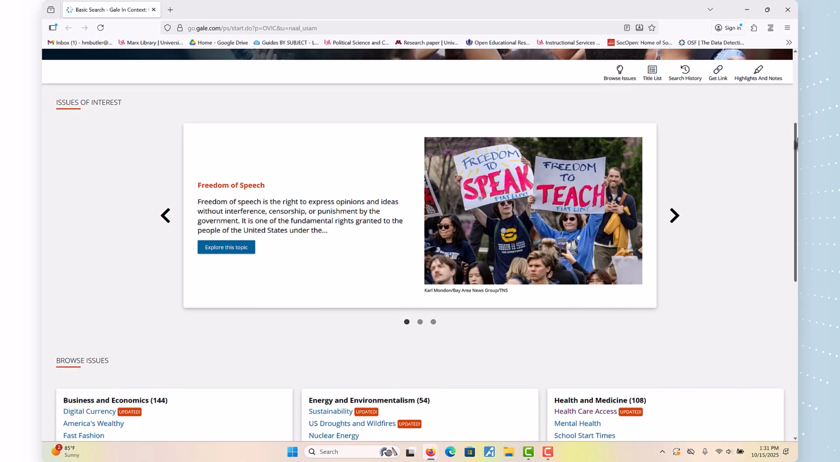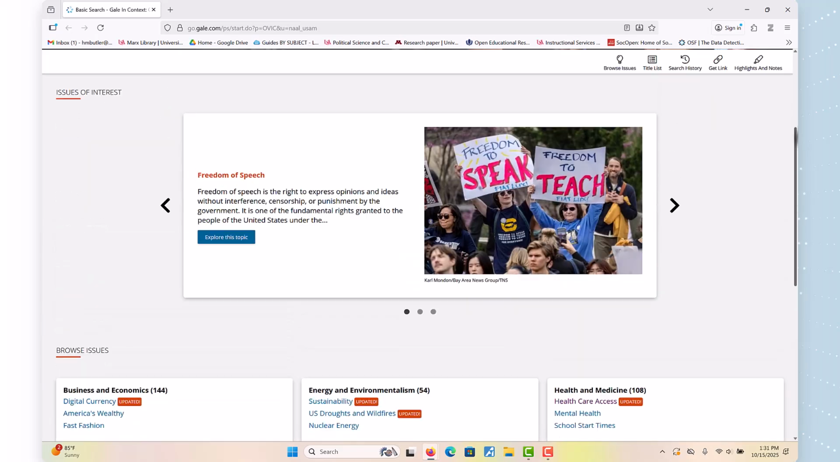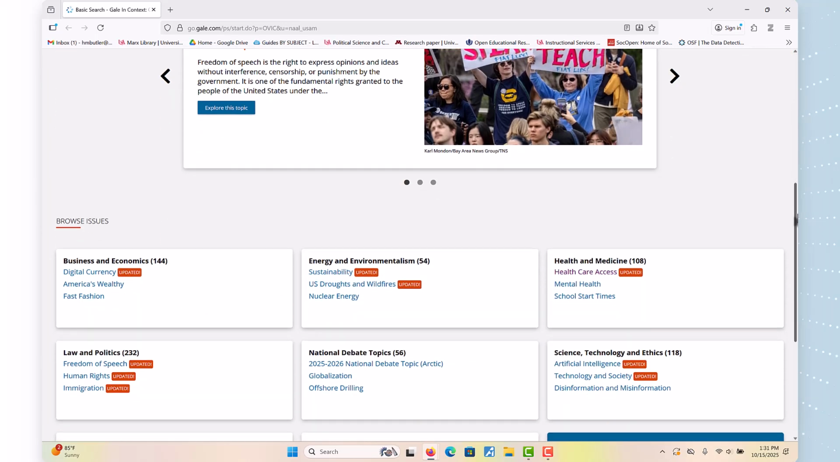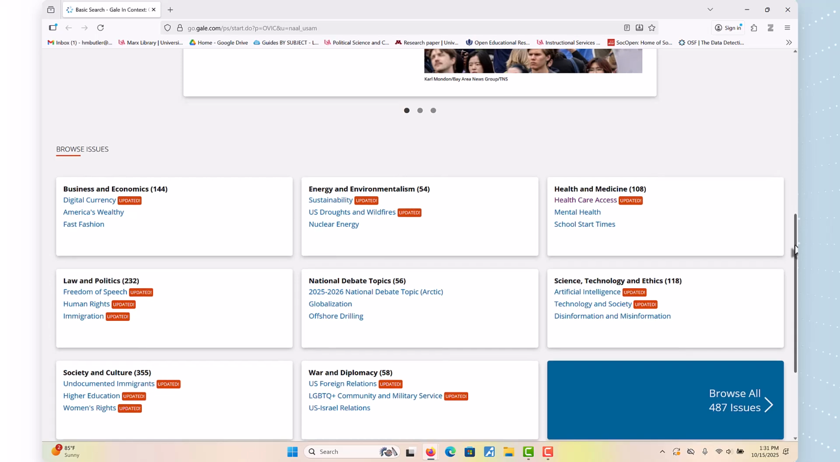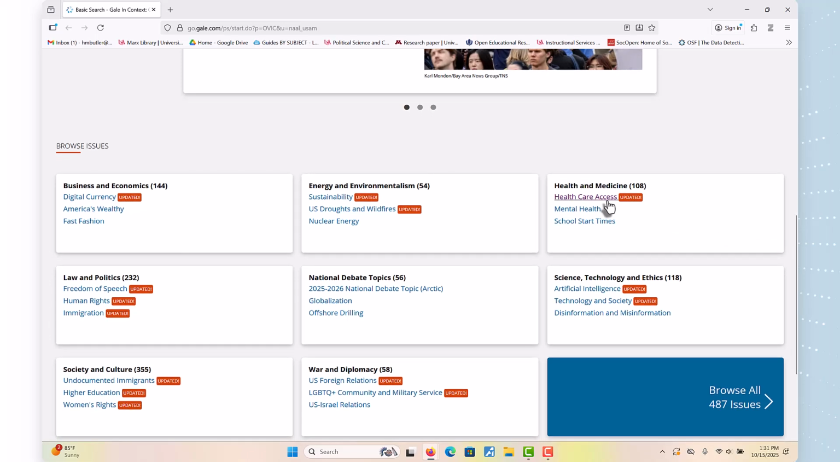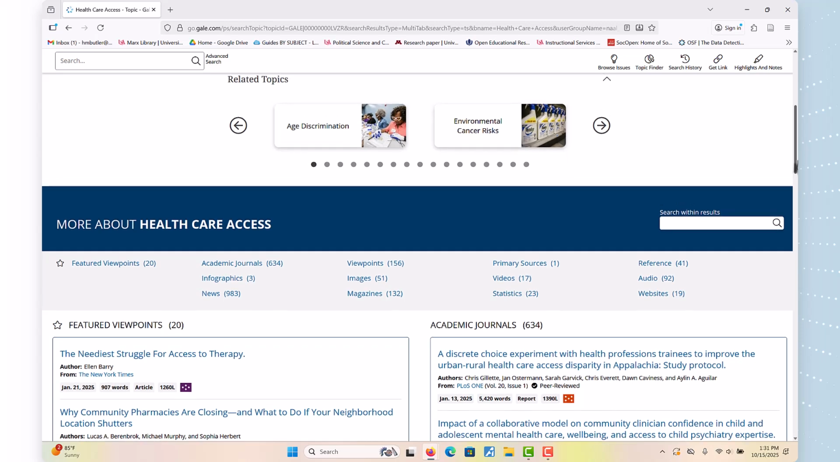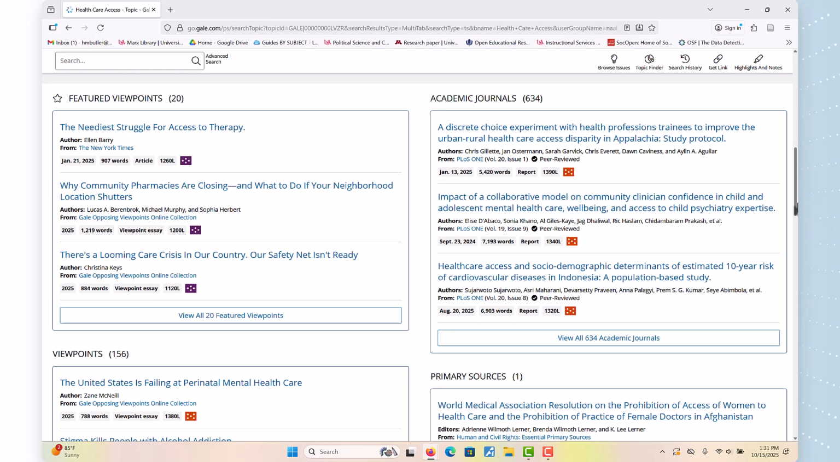It has some suggested topics already here, and then you can also search and pull up topics. But for us, our school has a hospital system, so let's look at healthcare access. With healthcare access, boom, we just have an information explosion right here. But let's break down what we're looking at.